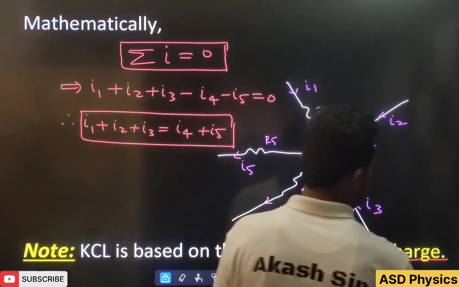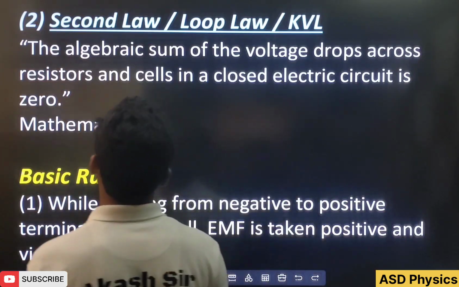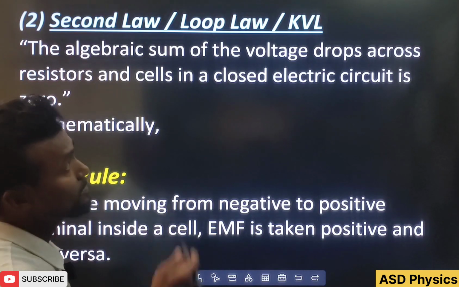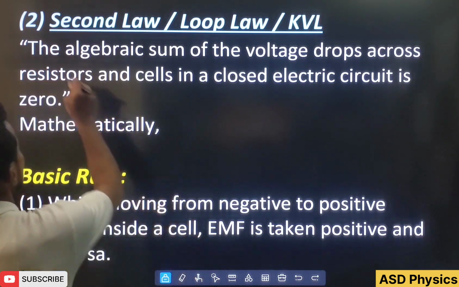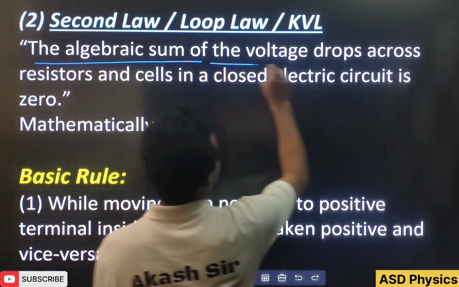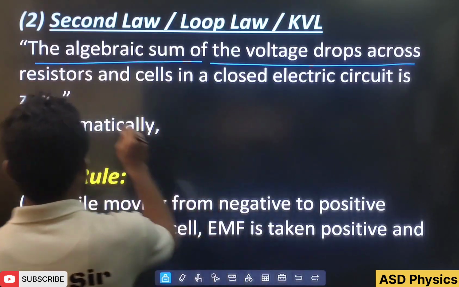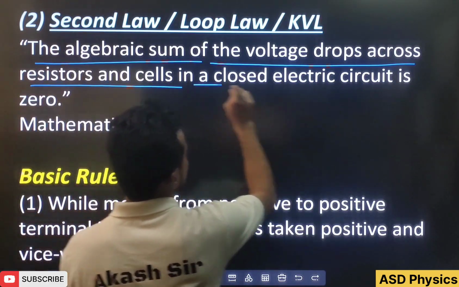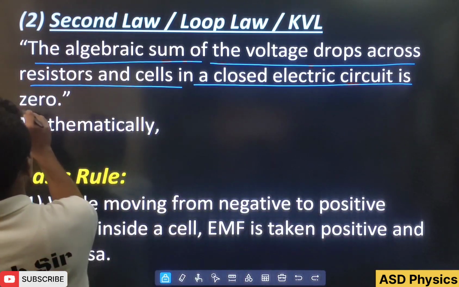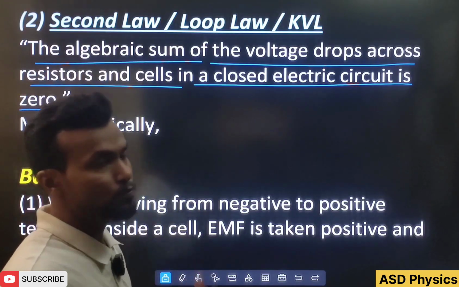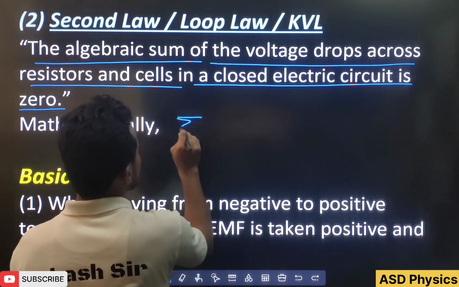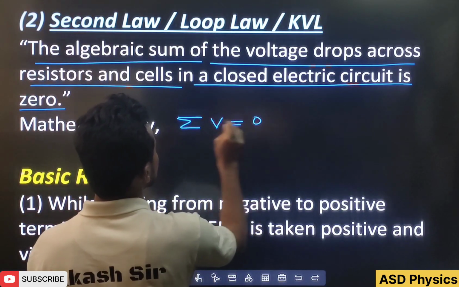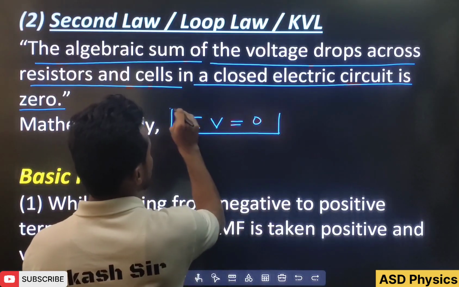Okay, great. Now students, after that the second law, loop law or KVL, Kirchhoff's voltage law. See here, the algebraic sum of the voltage drops across resistors and cells in a closed circuit is always 0. Now the sum of the potential drops across these elements will be 0. So we can write sigma V equal to 0.